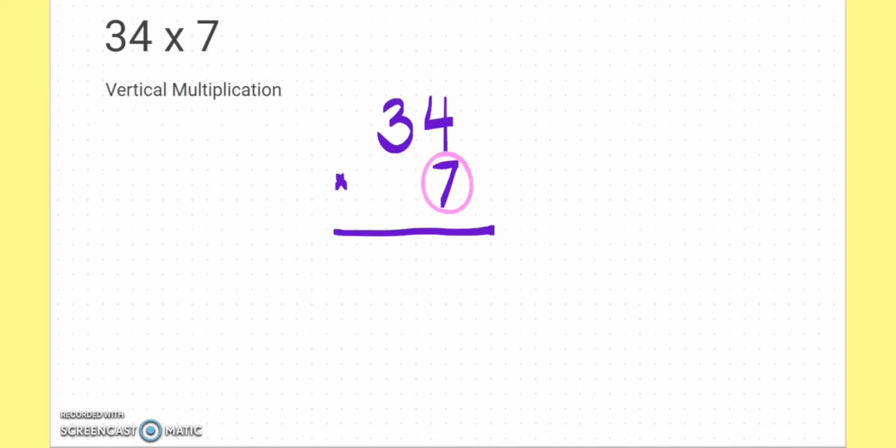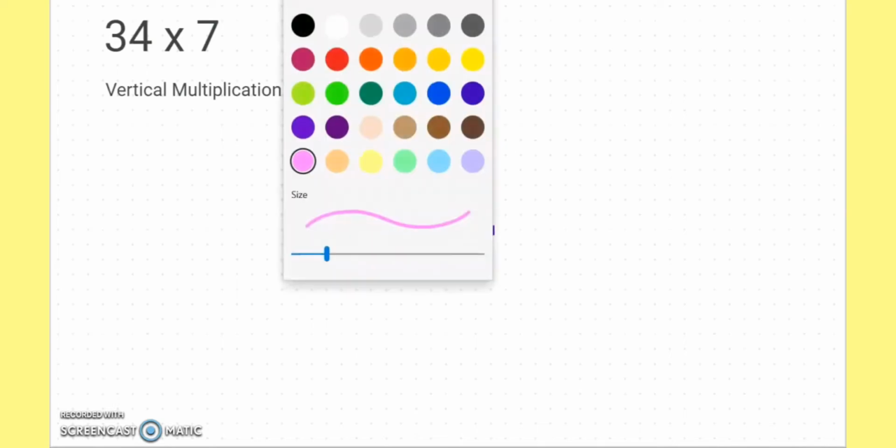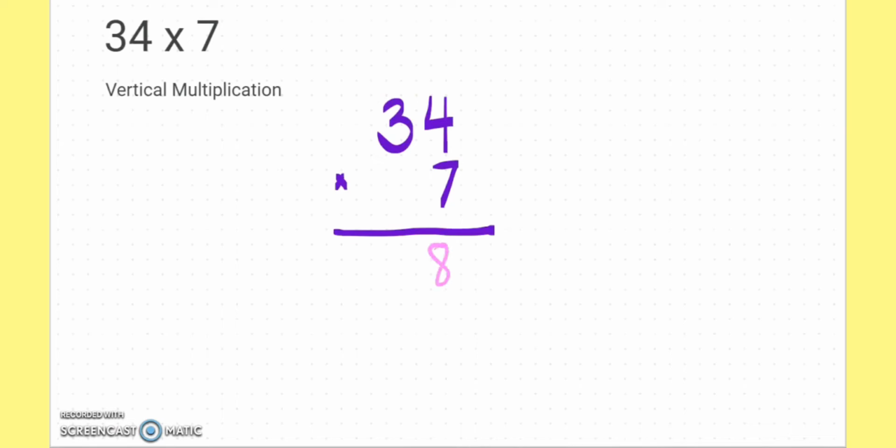Then we multiply the ones digit of the multiplier by each of the digits in our multiplicand, starting with its ones digit. So we have 7 times 4, which is 28, but we will not write 28 this way. This 2, which is the tens digit of the product of 7 and 4, should be written on top of our tens digit of the multiplicand.